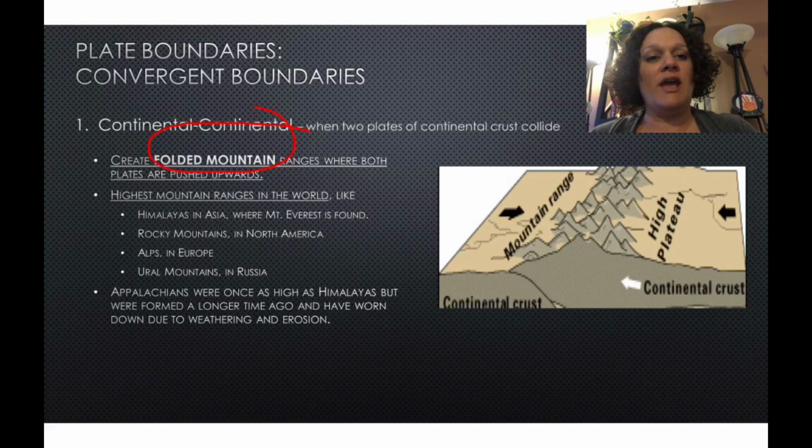The Himalayas, where Mount Everest is, the Rocky Mountains are very large mountains, the Alps in Europe, the Ural Mountains in Russia. The Appalachians were also just as big as the Himalayas, except now they have eroded down because they're a much older mountain chain.